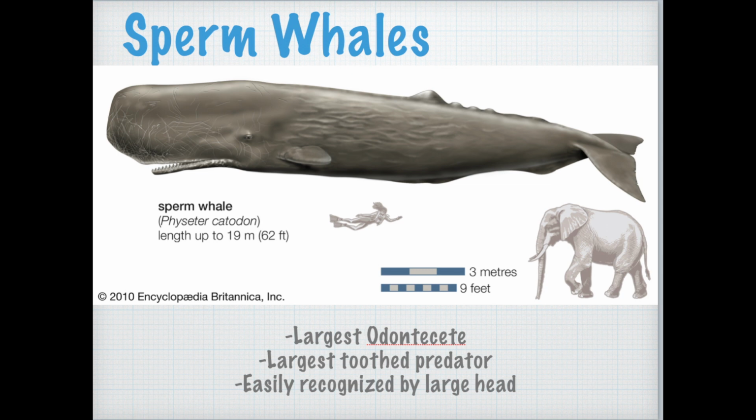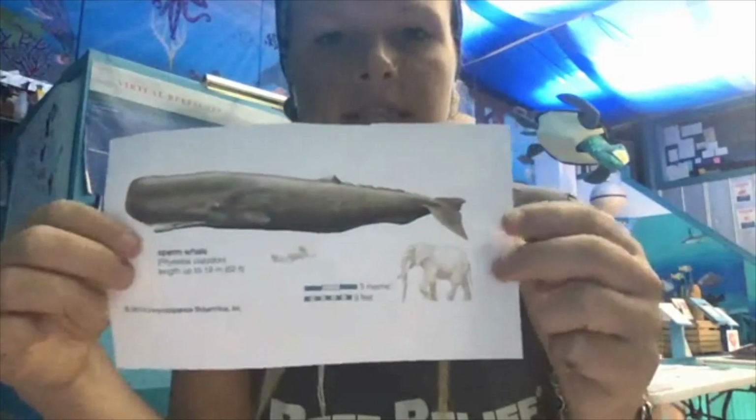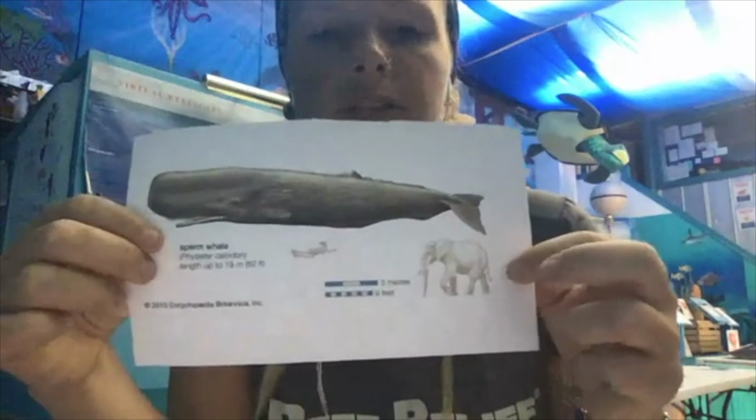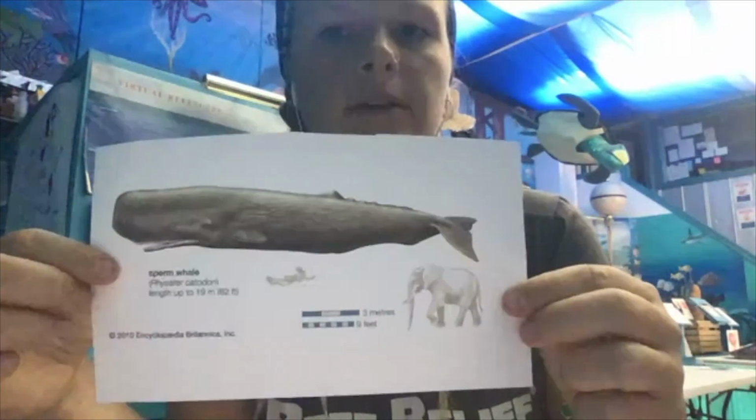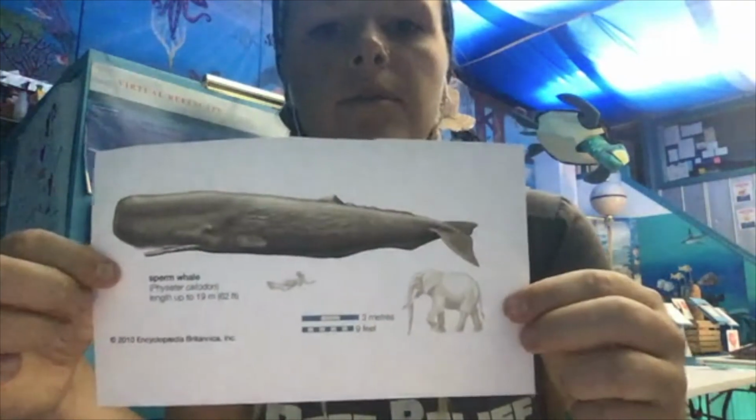So I just want to talk to you guys about the sperm whale really quick. This guy is also awesome because I know I said the blue whale is the biggest whale in the world. It's the biggest animal in the world. Well, the sperm whale is the largest toothed whale in the world, and it's also the largest toothed predator. And you can easily recognize these guys because their head is really, really big. Here's another comparison so you guys can see that there's a diver and an elephant here, and that's just a good way to compare the size of the sperm whale.